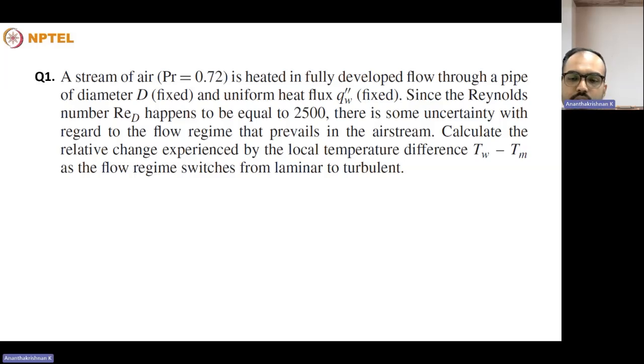A stream of air with a Prandtl number of 0.72 is heated in fully developed flow through a pipe of diameter D with fixed and uniform heat flux Q_W. That's a fixed value. Since the Reynolds number Re_D happens to be equal to 2500, there is some uncertainty with regard to the flow regime that prevails in the airstream. Calculate the relative change experienced by the local temperature difference T_W minus T_M as the flow regime switches from laminar to turbulent. Look into it, and I'll also try to solve within a couple of minutes. It's a straightforward problem.